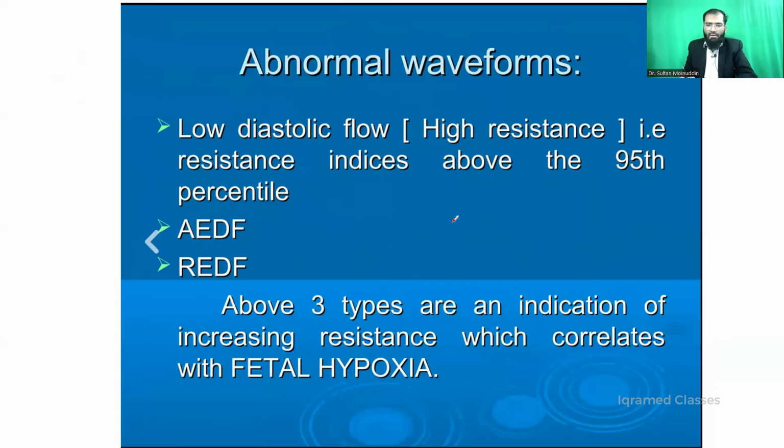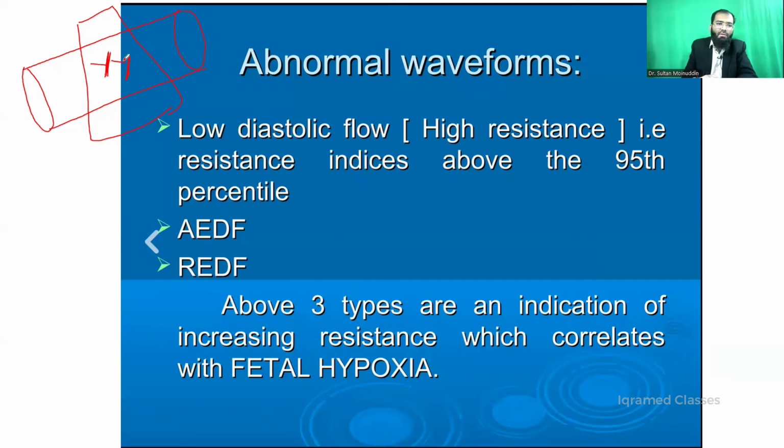So the point which I was talking about is that if this is a vessel, then when you want to examine the vessel, you put a color box like this along the vessel. And the next important thing is you have to put a sample gate in this. So this sample gate has to be two-third of the size of the vessel. You can change the width of this.